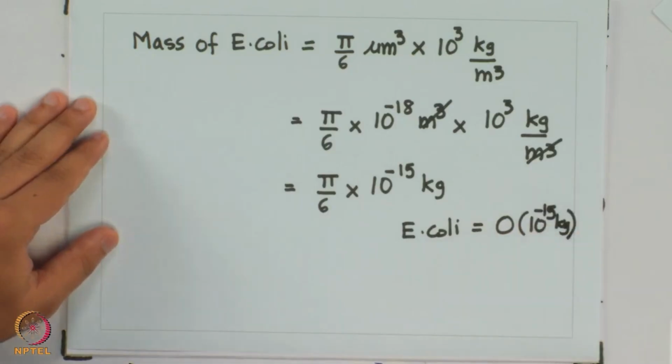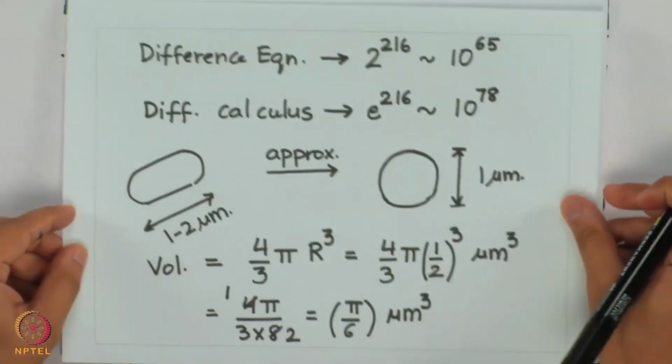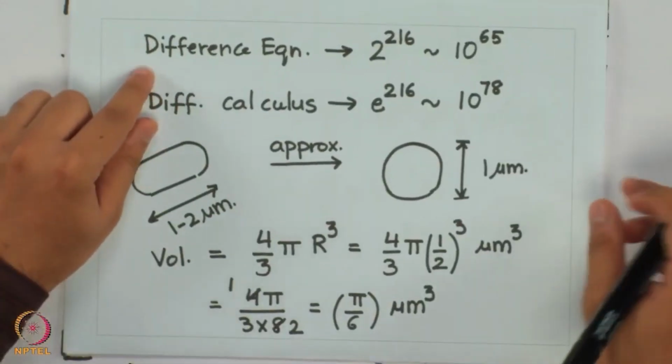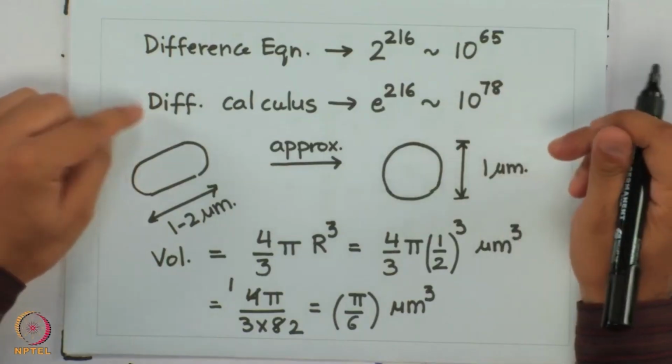Now let us revisit the two answers that we had got from our two different approaches. Using the difference equation we had gotten approximately 10 power 65 bacteria, and from the differential calculus approach we had gotten about 10 to the power 78 bacteria. So how much do these actually weigh? Now it is trivial.